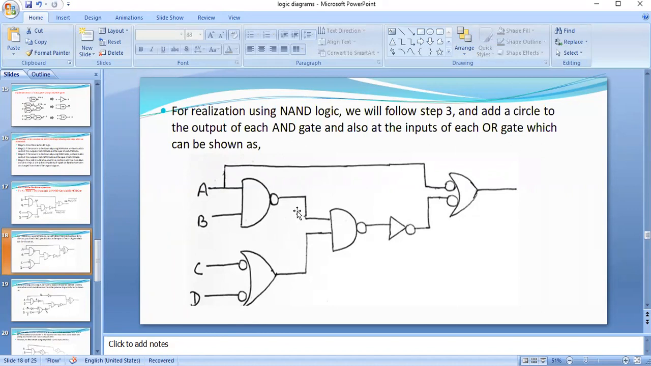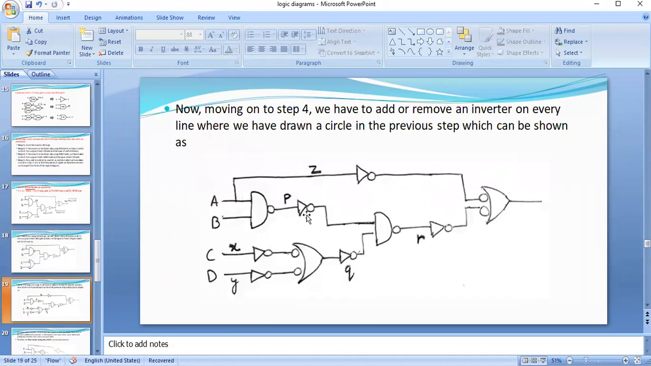For compensation, again I'm placing an inverter on that line, the same line. See here, I'm placing an inverter for the compensation of these bubbles. After that, if we have any double inversions, we can eliminate or cancel those double inversions. So see here, we have C, D as input, so we can write here C bar or D bar, or else, instead of inverters, we can use a NAND gate. So here also we have to use a NAND gate.